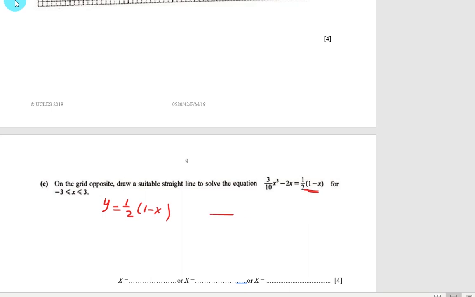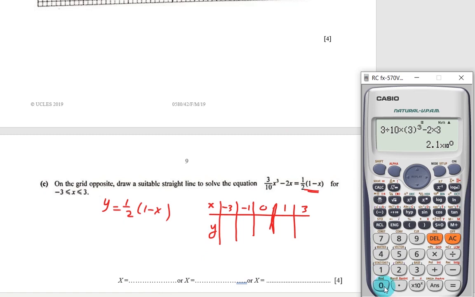So I start to draw the nice table here. Here is x, here is the value of y. So he said that x is bigger than or equal to minus 3 and less than 3. So I will try x equal minus 3, minus 1, 0, 1, 3. So these points will be enough to start to draw the diagram.